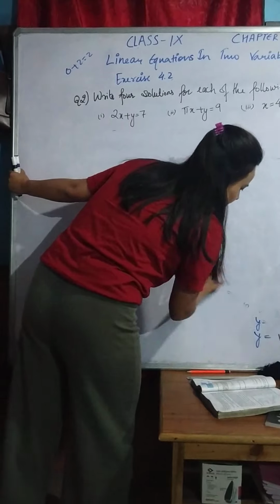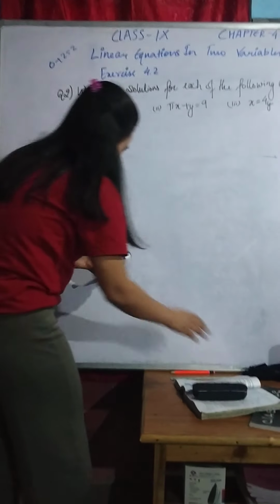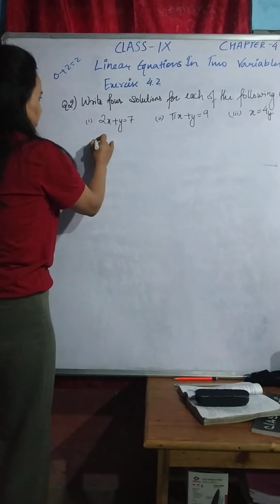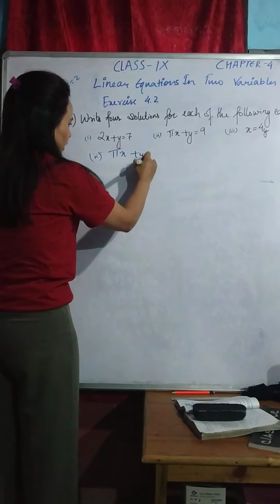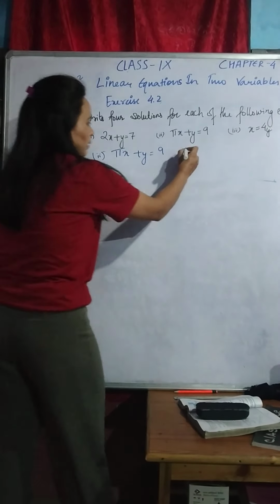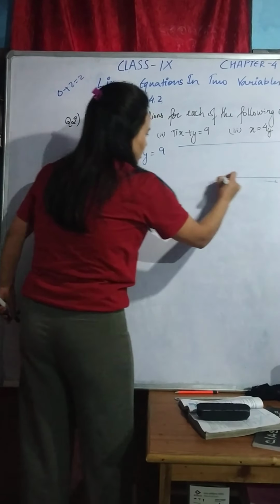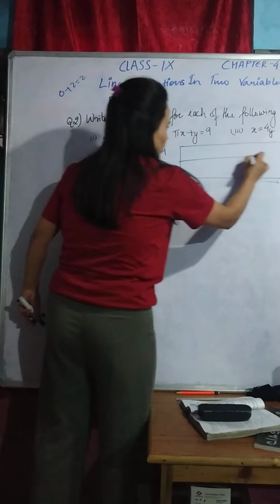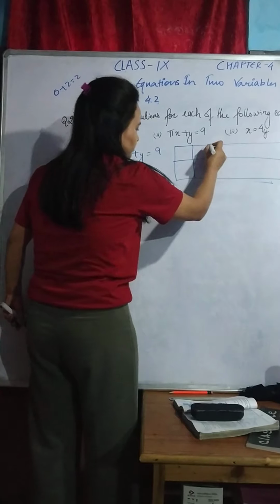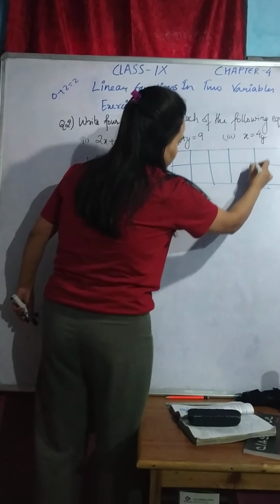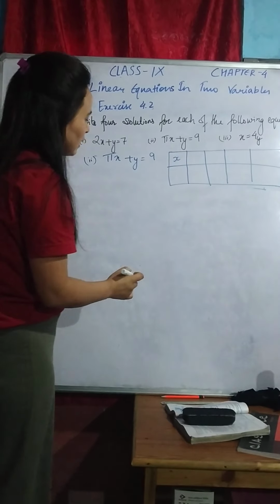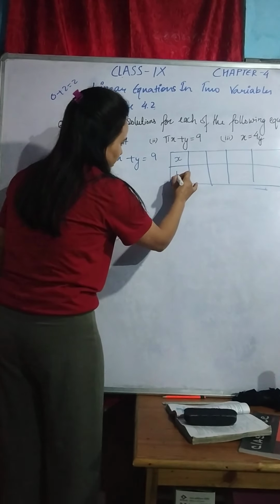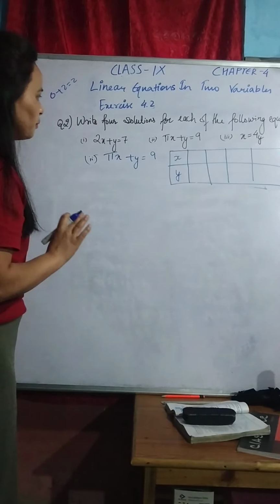And our second linear equation is this one. Okay, second linear equation, pi x plus y is equal to 9. We have to follow the same method. So I will draw a table here which consists of 5 columns. First row is for the values of x and second row is for the values of y.